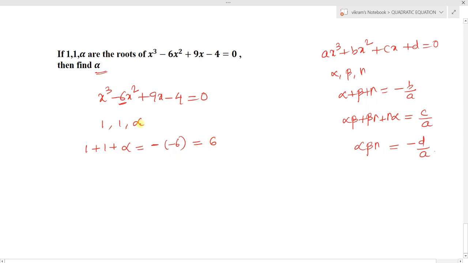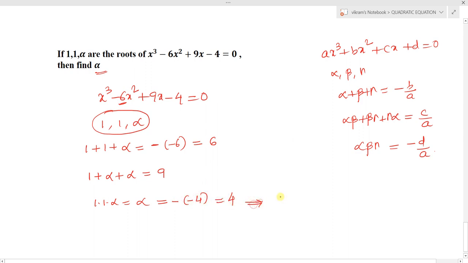And the product of the roots taken two at a time, what is it? Alpha beta, that means 1 into 1 plus 1 into alpha plus alpha into 1, that is 1 plus 2 alpha equals 9. Okay, then the product of the roots taken three at a time: 1 into 1 into alpha, which is nothing but alpha, equals minus d by a, minus of minus 4. D is nothing but minus 4, so it equals 4.